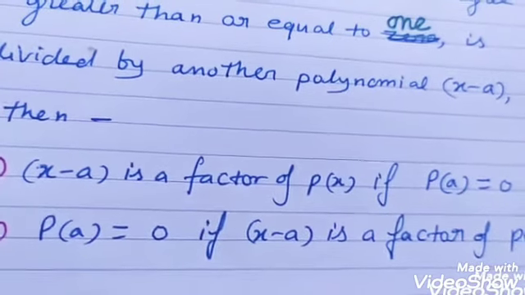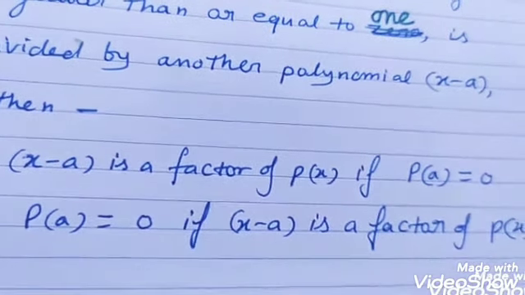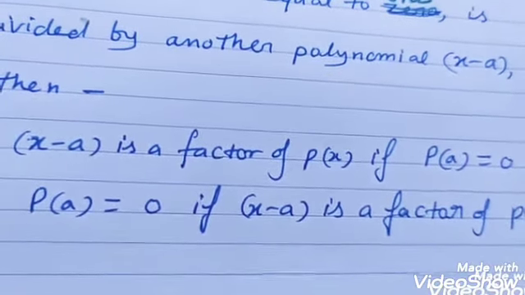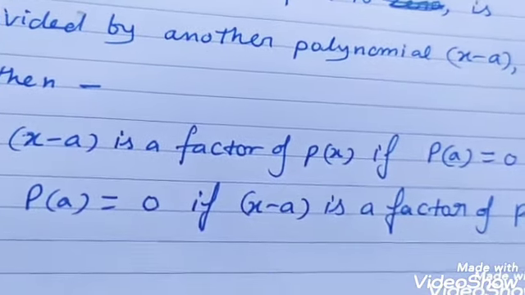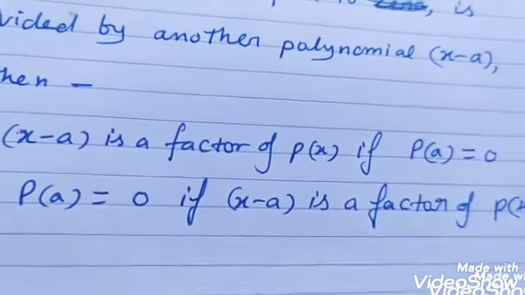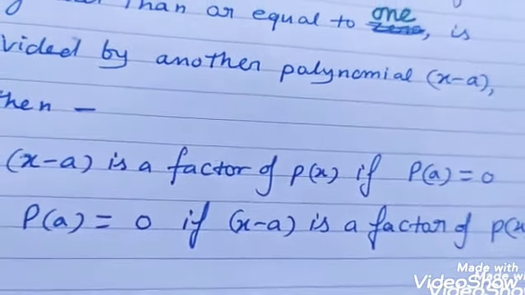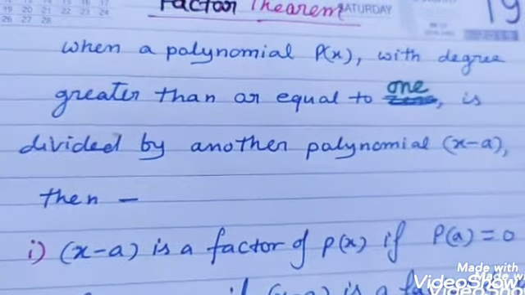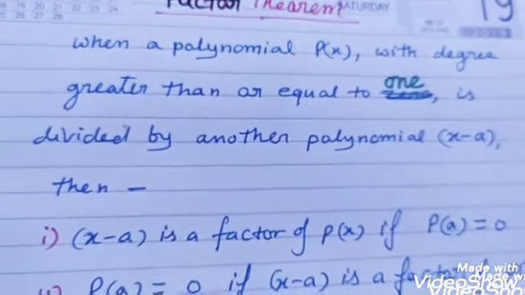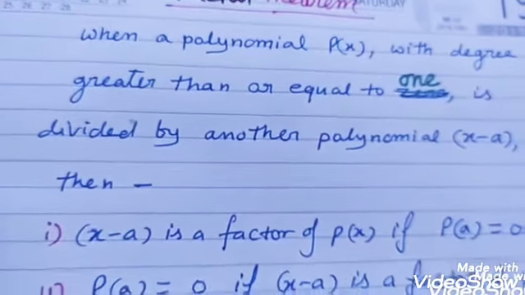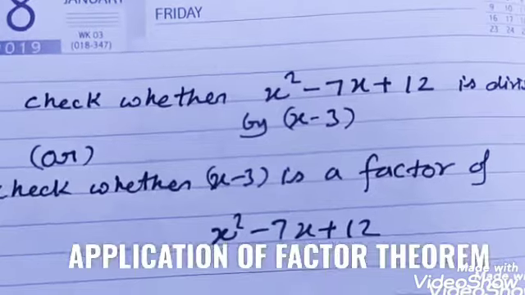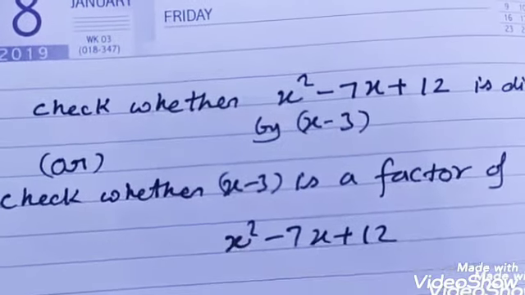x minus a is a factor of p(x) if p(a) is equal to 0, and the opposite statement of this, vice versa, p(a) is equal to 0 if x minus a is a factor of p(x). So this is the factor theorem, which is very important and a specific case of remainder theorem. So you will understand it well and revise it. Let's discuss the application of factor theorem. Here we have a question.